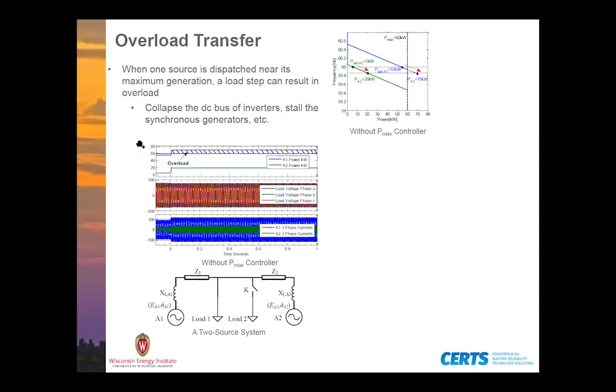But you will find that in this situation, A1 becomes overloaded because its output power exceeds its maximum generation. And this overload actually causes issues. If A1 is an inverter-based source, its DC bus voltage will probably collapse. If A1 is a synchronous generator, this generator will probably stall. So we need to solve these overload issues.